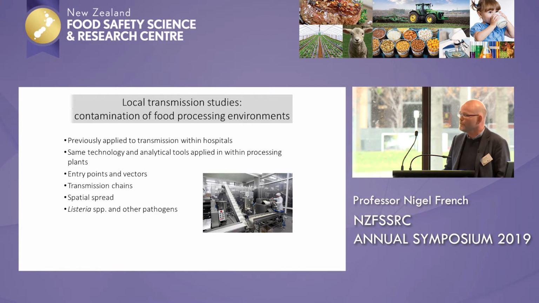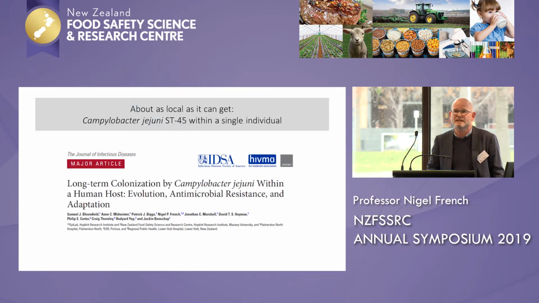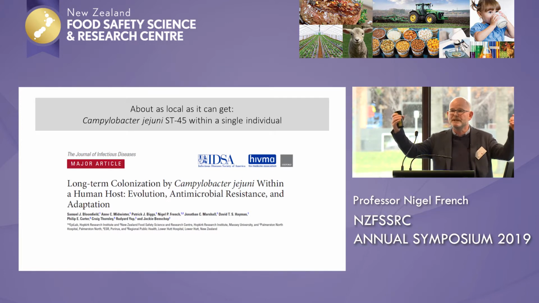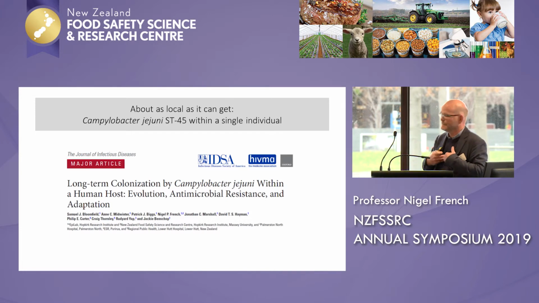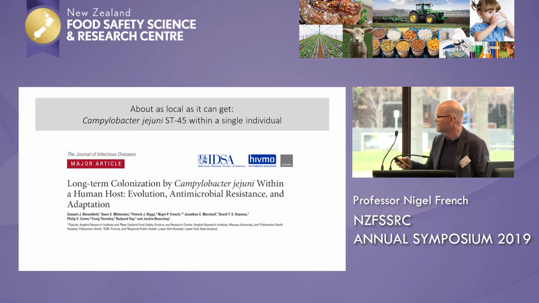So we're now down to the very local, and this is about as local as it can get. This is actually a poor patient who had Campylobacter infection for 10 years. So they repeatedly showed up at our Sentinel surveillance site with Campylobacter jejuni, and it was one particular strain. So we used genome sequencing of isolates from this patient over a 10-year period to ask the question, is that person picking up repeated infection from the environment, or have they got an infection inside which is located in them, which is currently constantly developing and evolving over time?